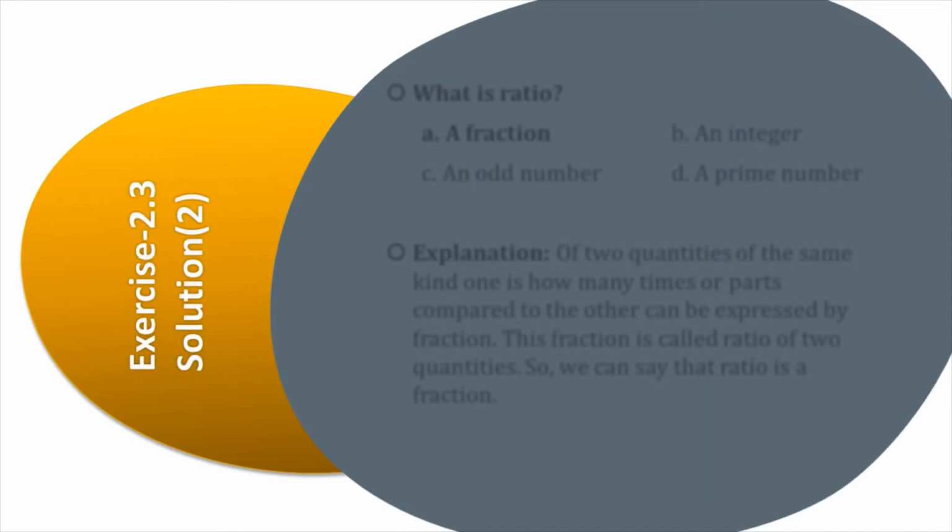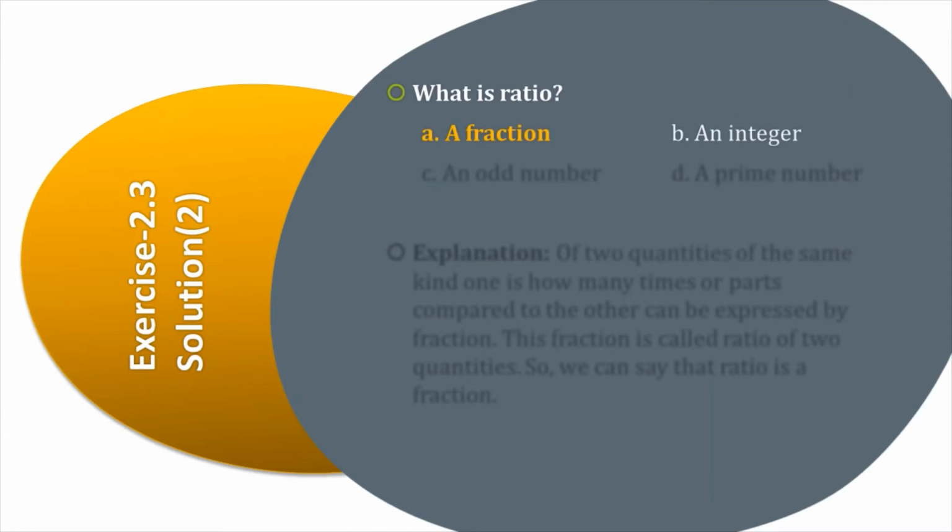Let us see the solution number 2. What is ratio? These are the options: a fraction, an integer, an odd number, a prime number. As you can see, this is the answer, a fraction. Okay, that is the marked part. This is our answer. Let's see the explanation why ratio is a fraction.